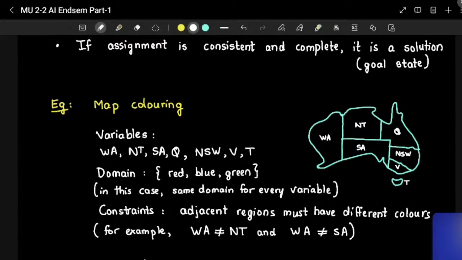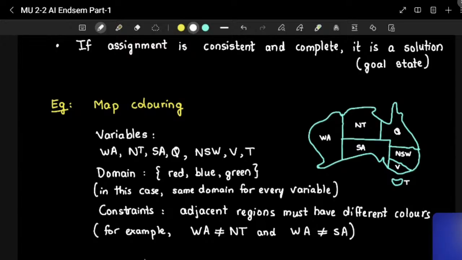You can take an example. So let me take two adjacent regions, for example, WA and NT. WA and SA, they are adjacent regions. How do you say they must have different colors? You can simply write WA is not equal to NT. So how does it make sense? For example, if WA is red, it means NT can't be red. So how do you represent it symbolically? You have to write WA not equal to NT and WA not equal to SA.